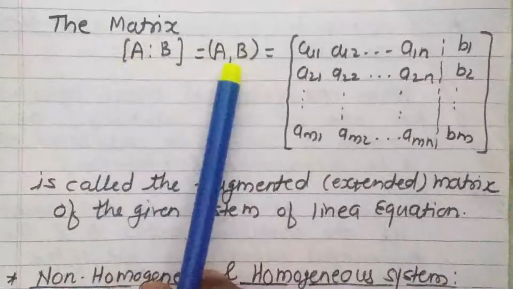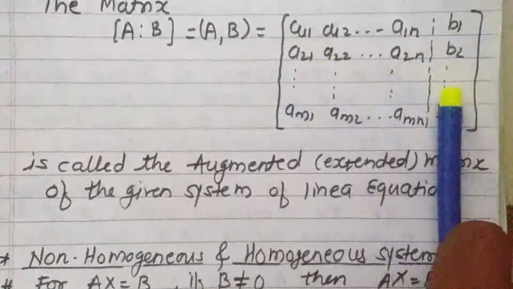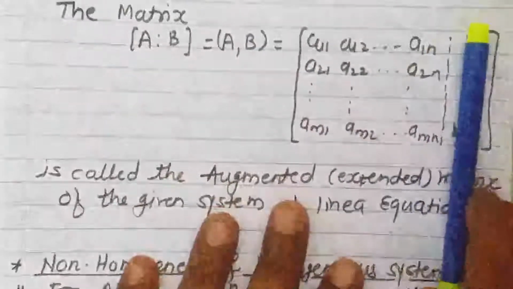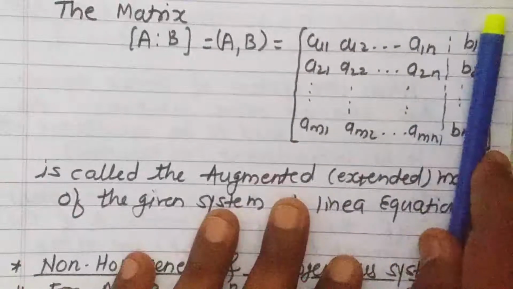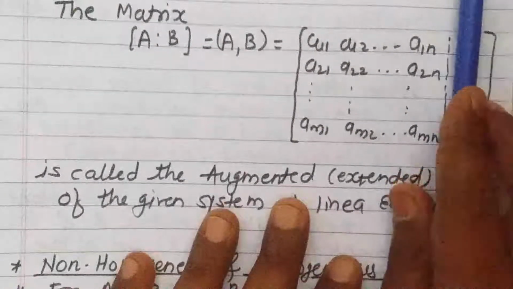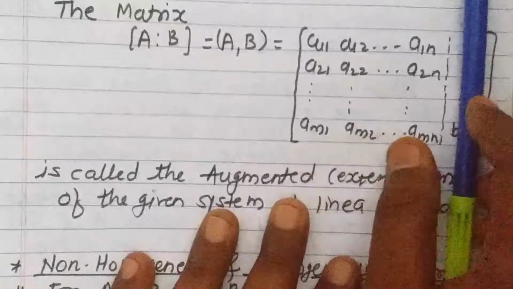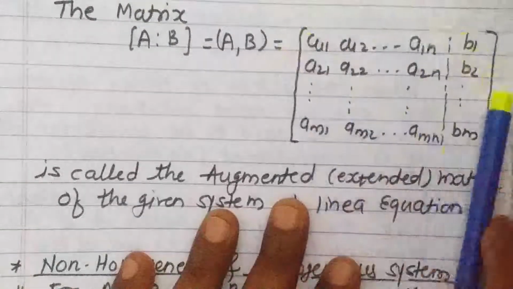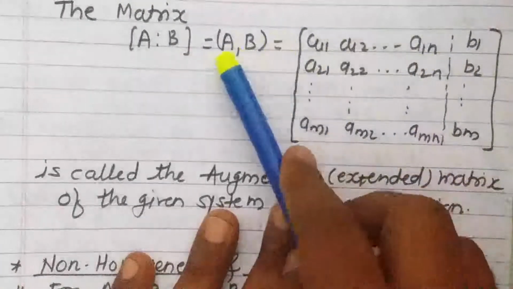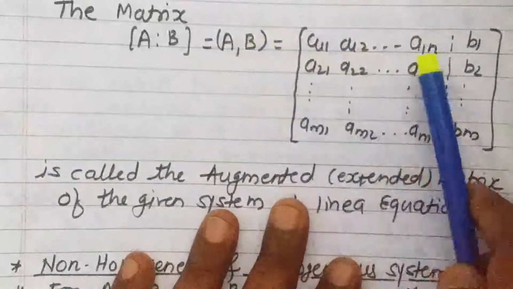The matrix A comma B, how are we forming it? We are adding one more column, B, to matrix A, and this is the line of separation. From this you can separate matrix A. If you want to see matrix A, just hide this column and you will get matrix A there. And if you remove this dotted line, whatever matrix you have is matrix A comma B. It means we have added one column B to matrix A.